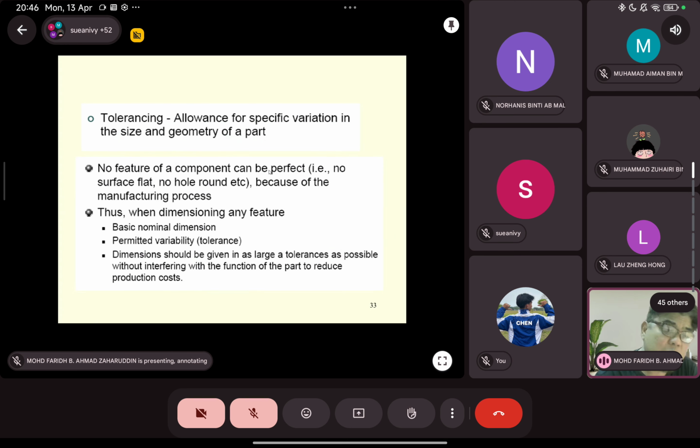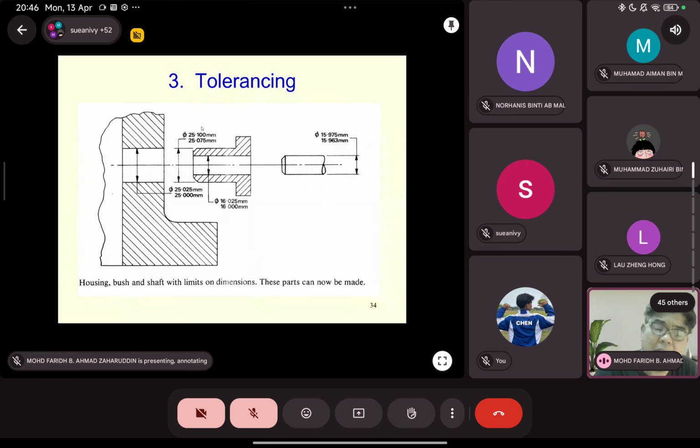Okay. So this tolerance is the allowance on the specific variation in the size and geometry of a part. There is variation there. As we know, no component can be perfect because of the manufacturing process. So we need this tolerance. And this is another, more advanced example. You will see that there are already upper limits and lower limits.